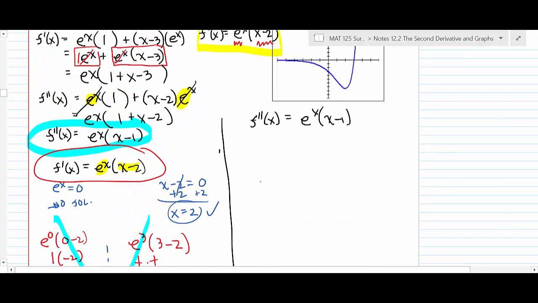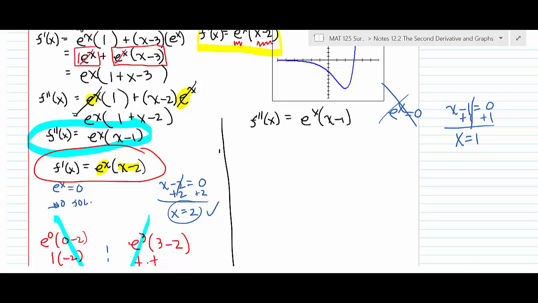Okay, concavity, well, you just take the second derivative and you still do the same thing. It's already factored, so you set e to the x equals 0 and you set x minus 1 equals 0. Well, obviously one of those critical numbers is x equals 1. What did we just learn about e to the x equals 0? It doesn't have a solution. There's no solution to that. So that means your only critical number on this is just going to be 1.